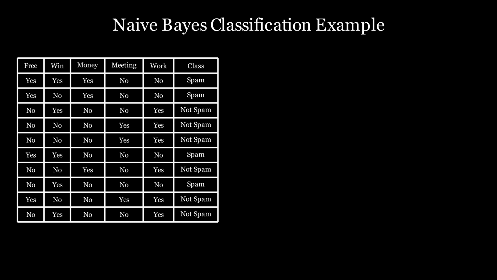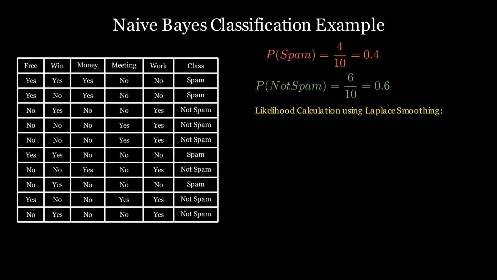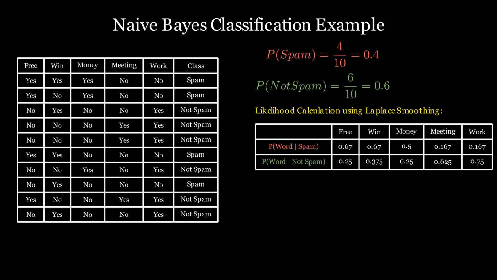Let's understand the naive Bayes classifier with a spam classifier example. Here is a sample dataset containing words and we want to classify an email as spam or not spam, based on the presence of certain words. We calculate the prior probabilities of spam and non-spam emails. Now, let's compute the likelihood probabilities using Laplace smoothing. Here are the computed likelihood probabilities for each word given spam or not spam.